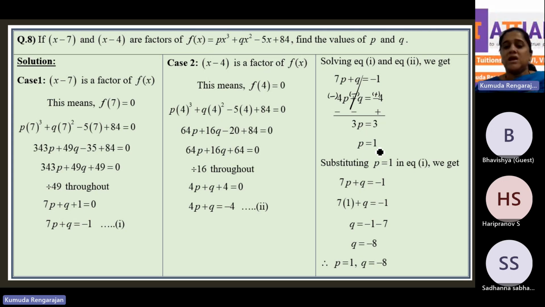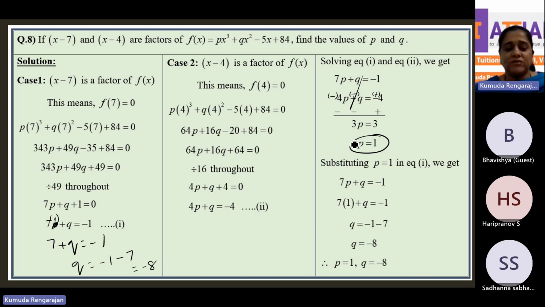So now we found P. Now substitute the value of P. P is equal to 1, no? Put P is equal to 1 here. What do you get? 7 into 1, 7 plus Q is equal to minus 1. So Q is equal to minus 1 minus 7, which is equal to minus 8, correct?